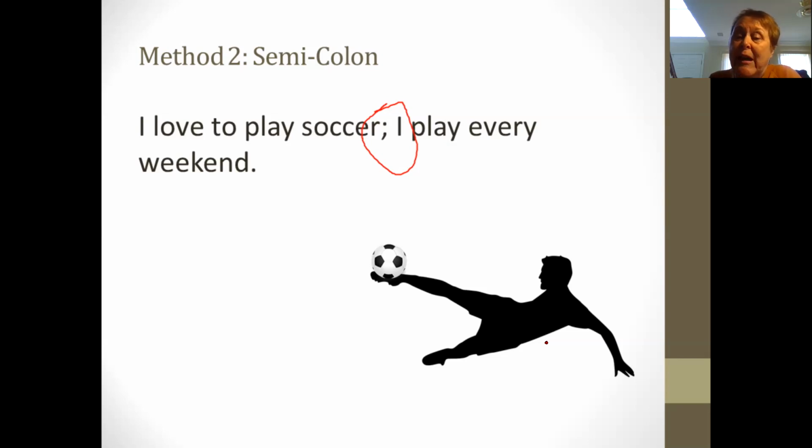But don't use them everywhere. It's only when those two ideas have some kind of connection. I love to play soccer. I play every weekend. You see the connection.